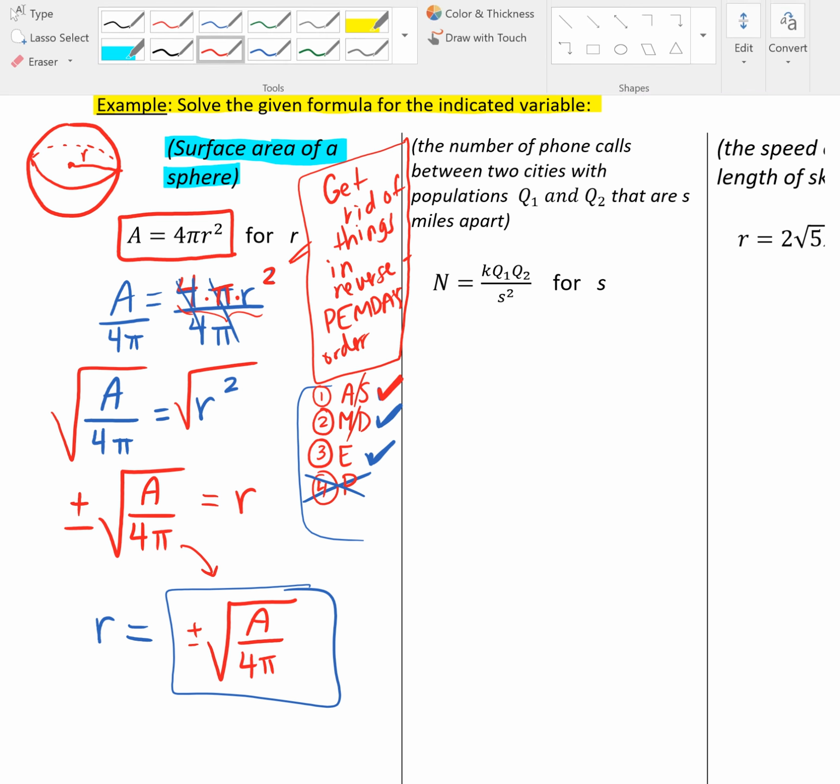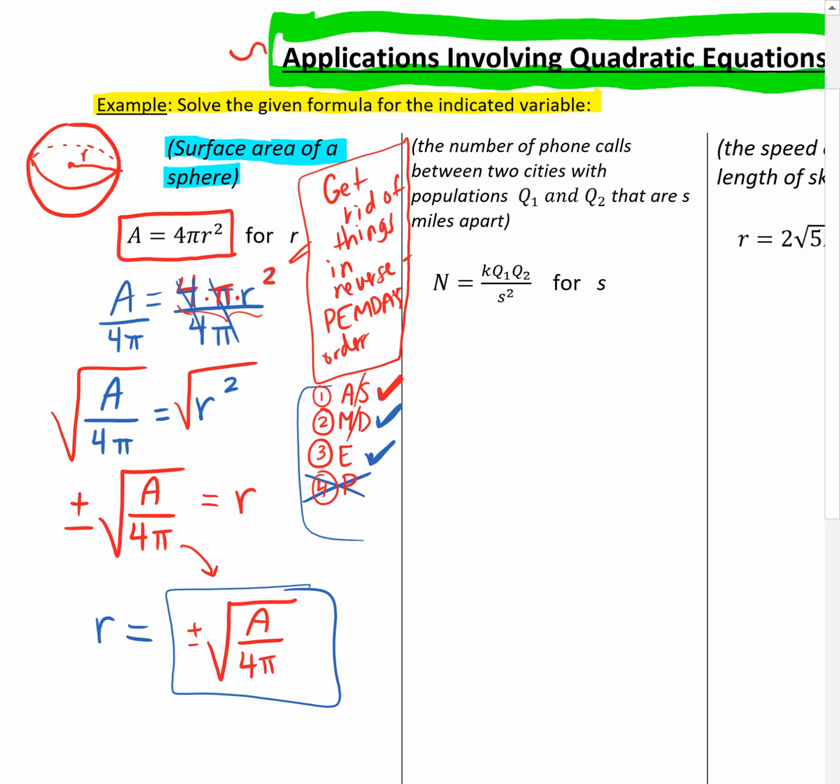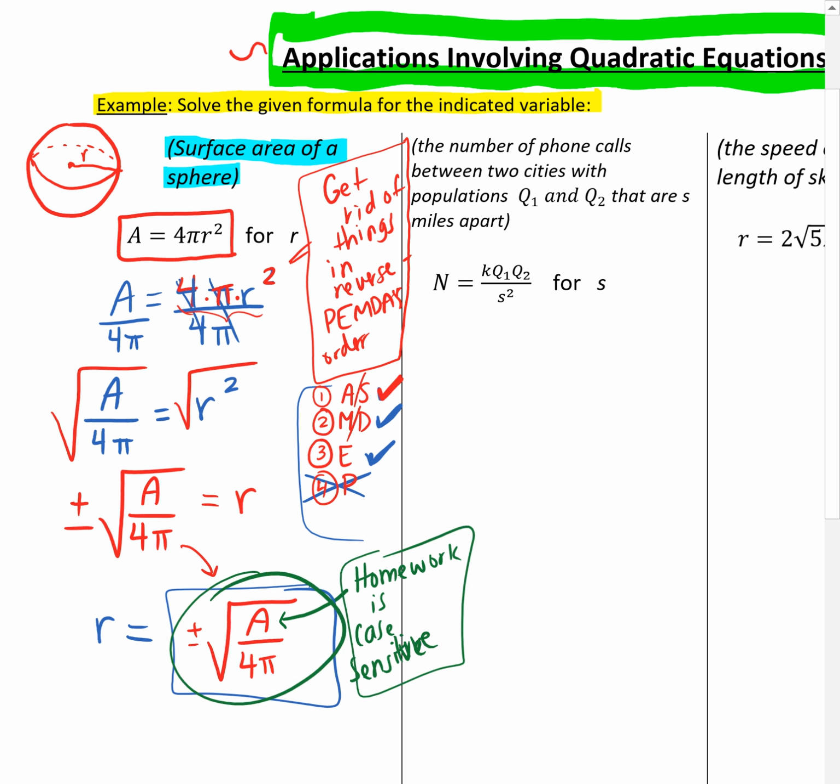And I think I mentioned this before, but it's probably worth saying again. Be careful because the homework is case sensitive. So if you put a lowercase a, they're going to mark it wrong and not tell you why. So keep that in mind. If you see you got something wrong and you're wondering why, make sure you check, was it supposed to be a capital or a lowercase? Anyway, so that should be your answer there. All right. So far, so good.